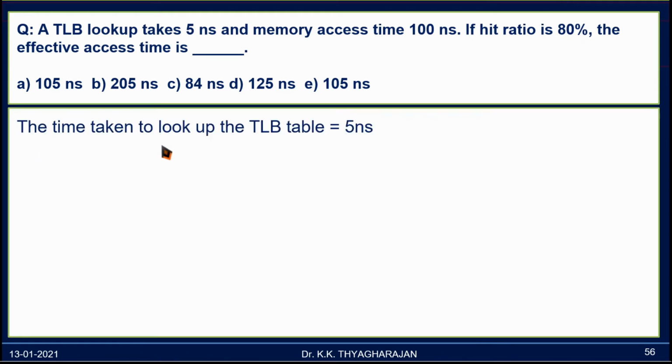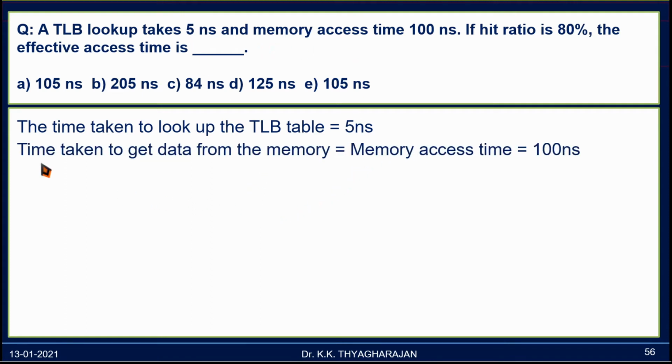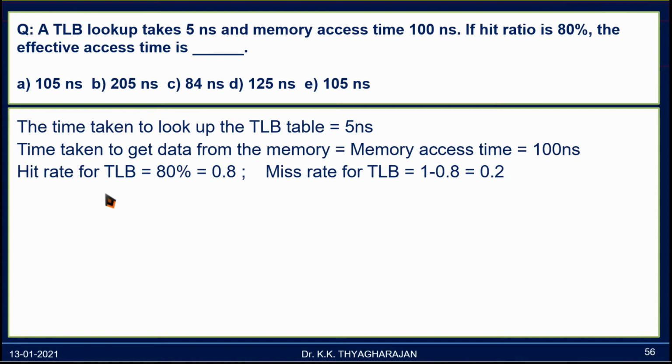The time taken to look up the TLB table is 5 nanoseconds, that is given. Then the memory access time, that is the time taken to get data from the memory, is equal to 100 nanoseconds. The hit rate is given as 80%, that means it is 0.8. If the hit rate is 0.8, then the miss rate will be 1 minus 0.8, that will be 0.2.